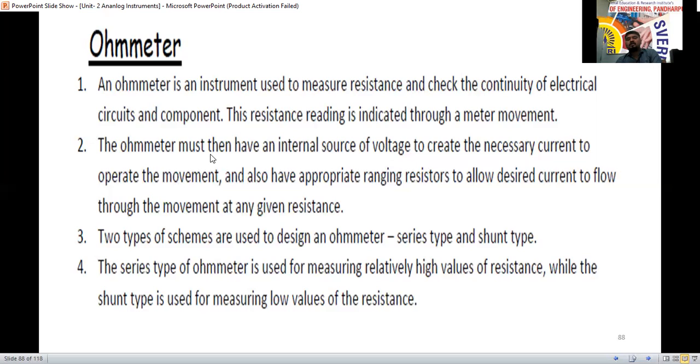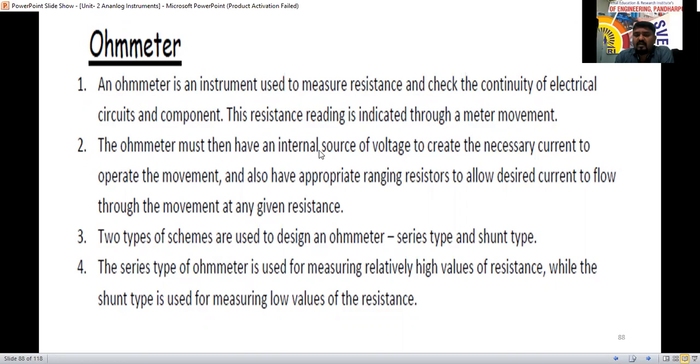So for that reason only, the ohmmeter must have an internal source of voltage to create the necessary current to operate the movement here. And also have appropriate ranging resistors to allow the desired current to flow through the movement at any given resistance. It should have some ranging resistors which will allow whatever desired current we are going to flow. Now based on that movement at any given resistance, it should operate. So based on these criteria or conditions, the ohmmeters are classified into two types here.